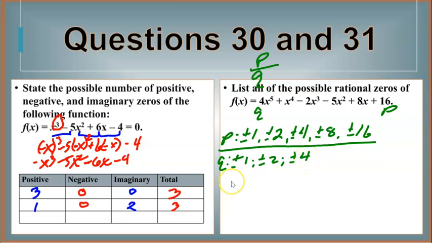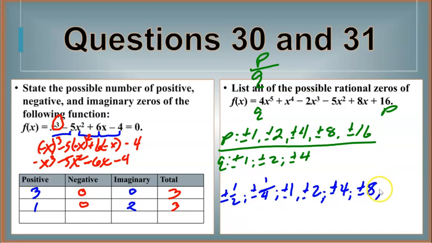Now to simplify these, let's do our fractions first. So I would have 1 divided by 2, which is positive and negative 1/2. 1/4 would be positive and negative 1/4. The other ones I would not have any other fractions involved. So now I can do integers, which would be all the top parts because they would give us positive and negative 1, positive and negative 2, positive and negative 4, positive and negative 8, and positive and negative 16.